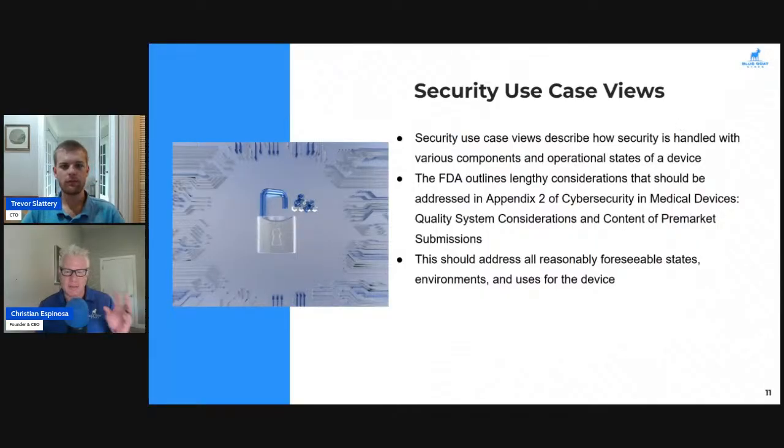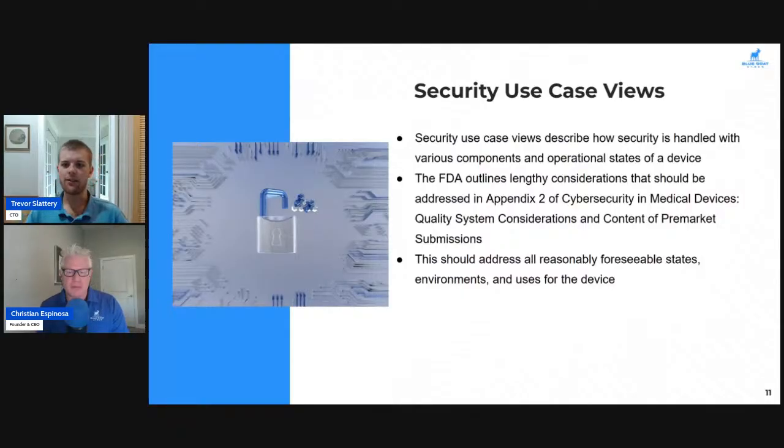Hey, let's take one step back here. I know we've talked a little bit about operational states of a device with the last view and this one specifically, with the updatability view and the security use case views. What are the primary operational states of a device? The primary states that we usually factor in are power on, power off, standard operation, so like therapy administration, and standby, when the device is on, but it's not doing anything.